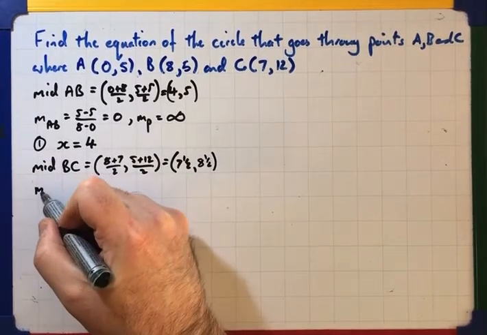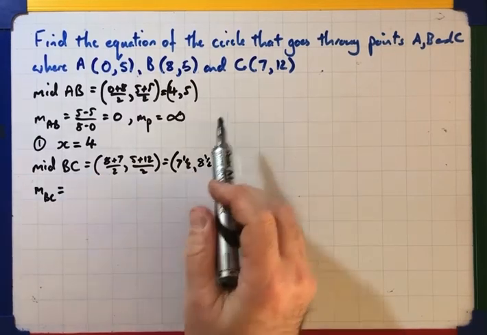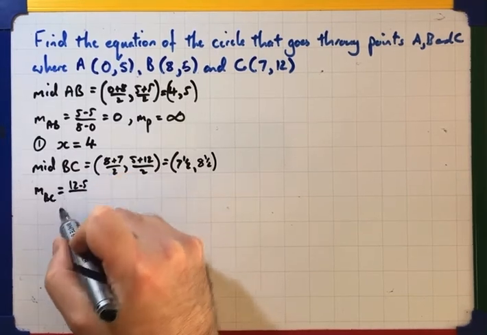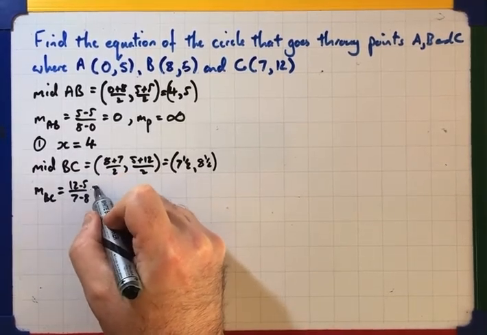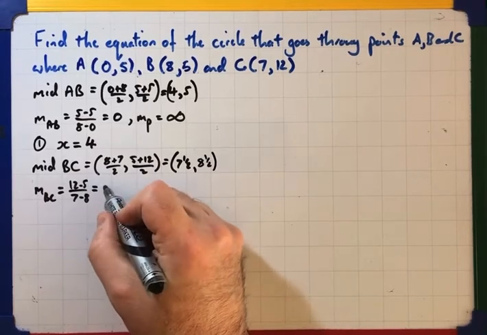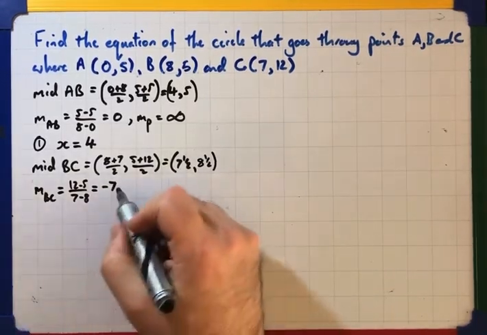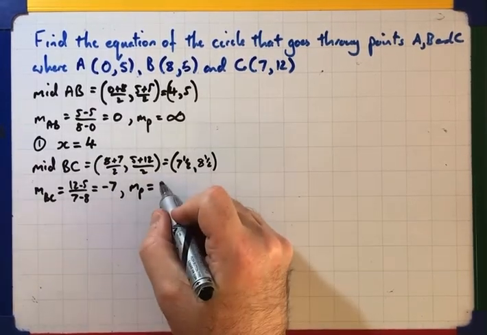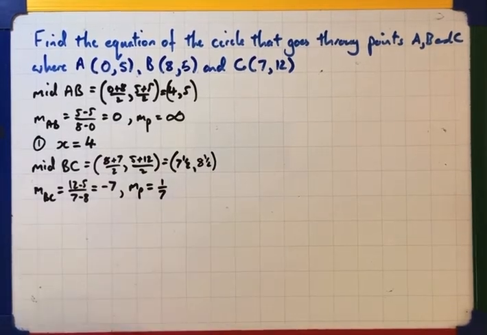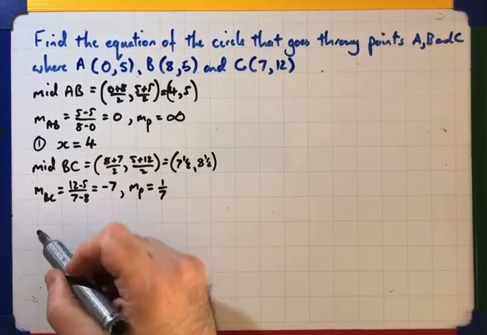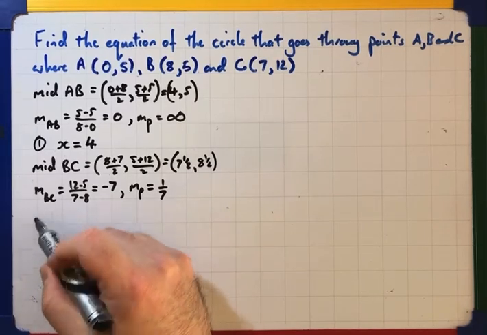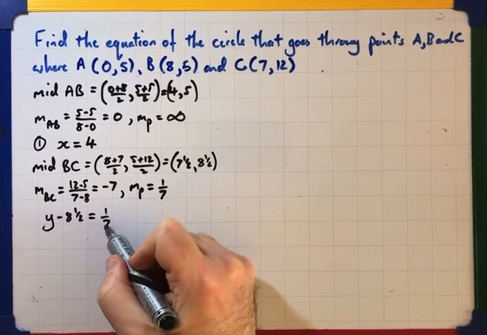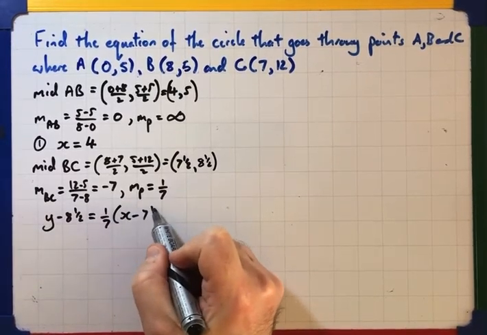I also need my gradient of BC. If I work out the gradient, remember we're going to have 12 minus 5 over 7 minus 8. So that's -1 on the bottom, 7 on top, gives me -7, doesn't it? So remember the perpendicular, m1 m2 is -1, so we're going to need 1/7, aren't we? Because -7 times 1/7 gives you -1. So our equation is going to be y minus 8.5 equals 1/7 (x minus 7.5).